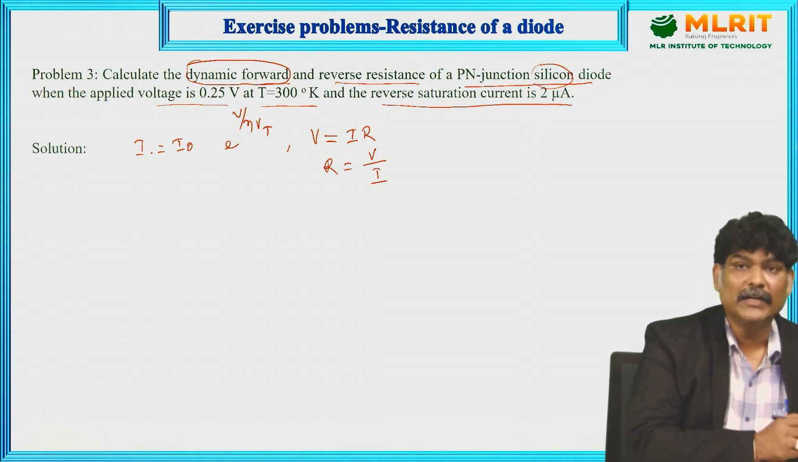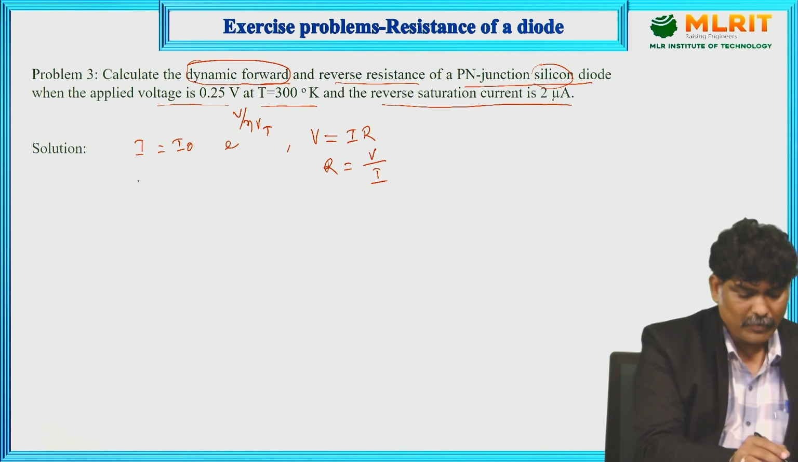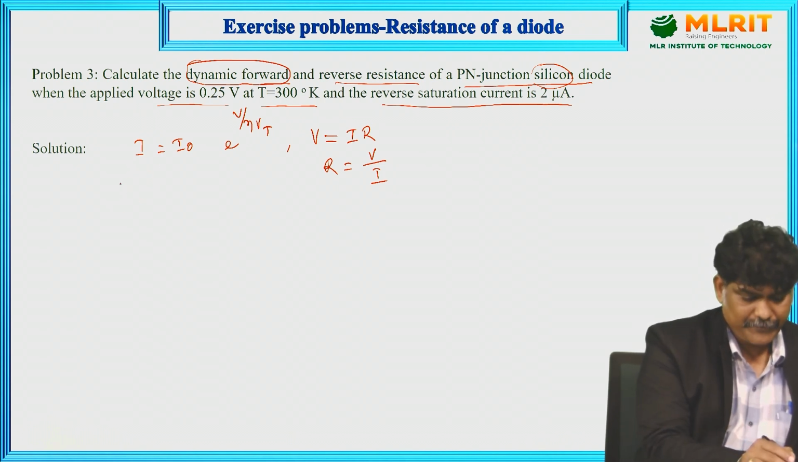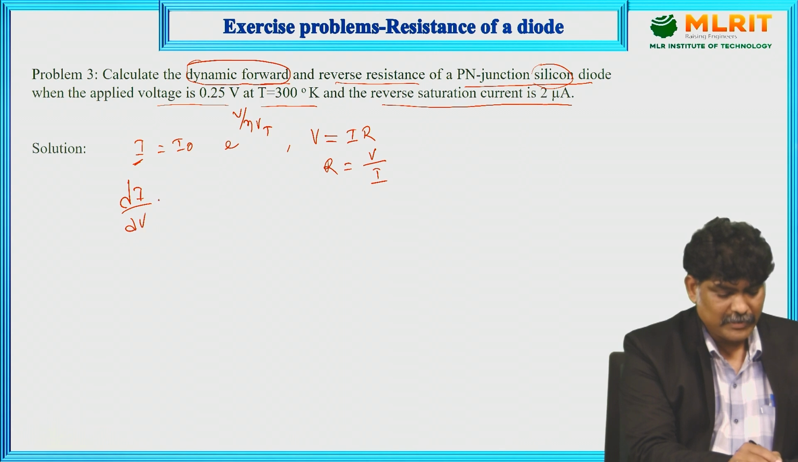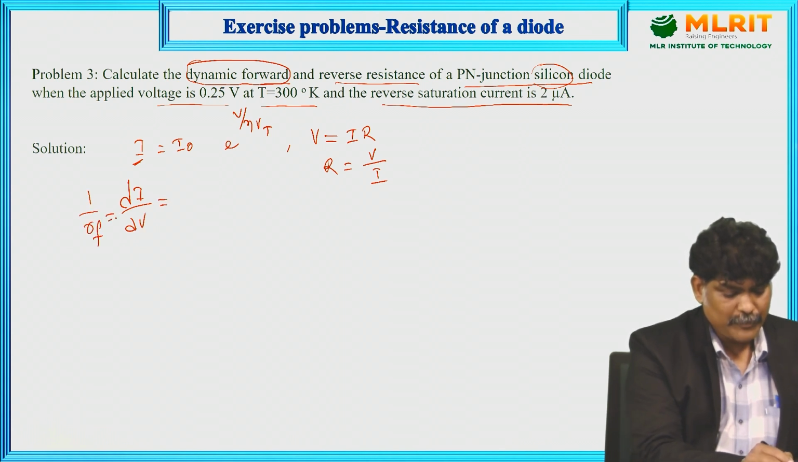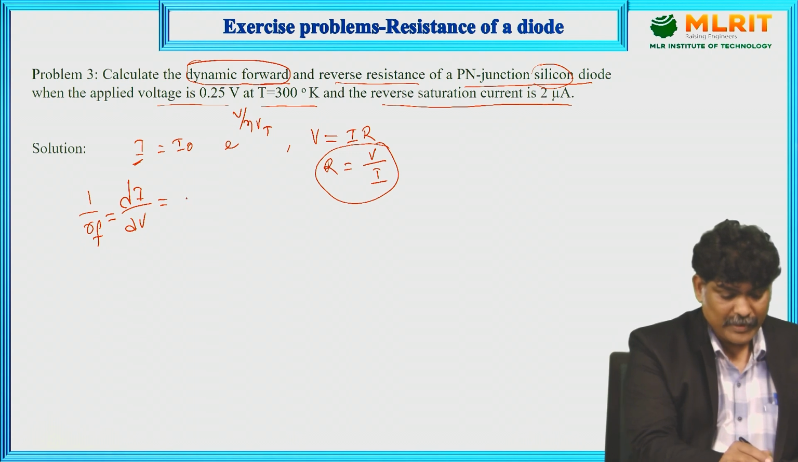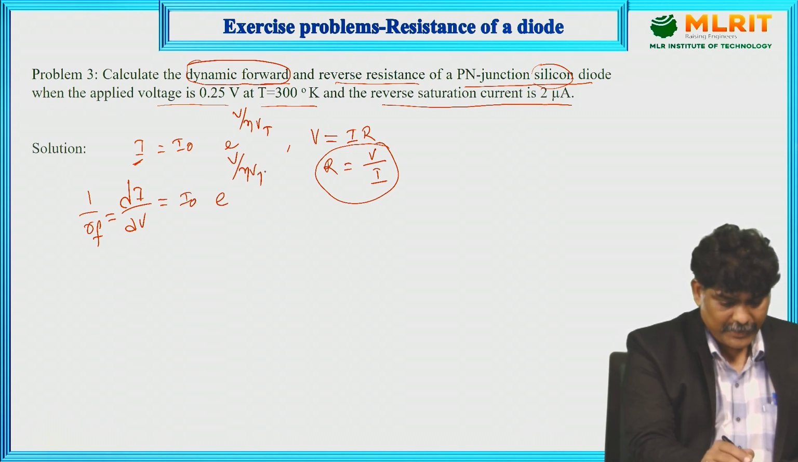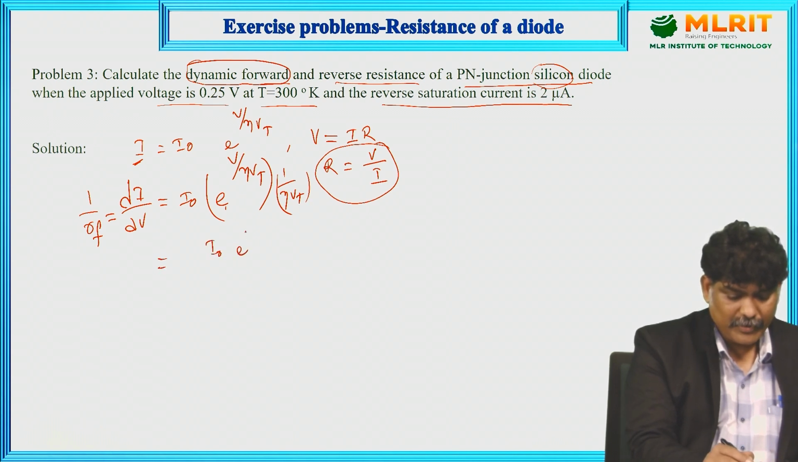Okay. So here we know that dynamic forward resistance means there is a change in the input voltage, and accordingly your current also changes. So therefore, let us differentiate this current equation with respect to voltage. Then you will find di by dv is equal to, that means what? This is the reciprocal of forward resistance, because R is equal to V by I, but here it is di by dv. So we can write I naught into e power V by eta Vt into 1 by eta Vt. Differentiation of e power V by eta Vt means e power V by eta Vt into the corresponding coefficient, that is 1 by eta Vt. So this is equal to I naught into e power V by eta Vt divided by eta Vt.